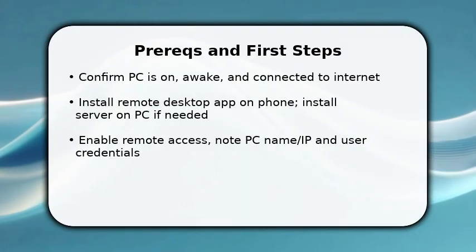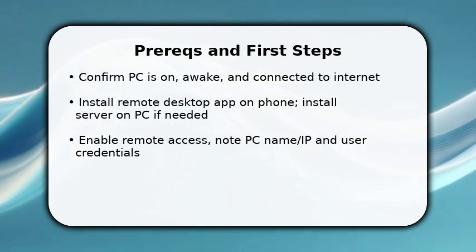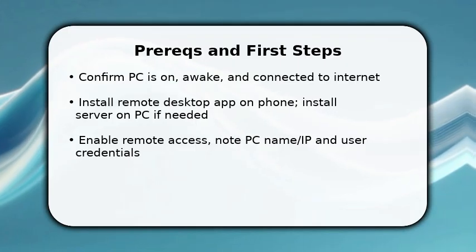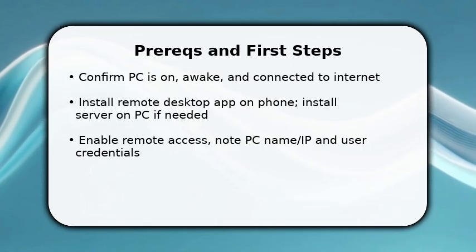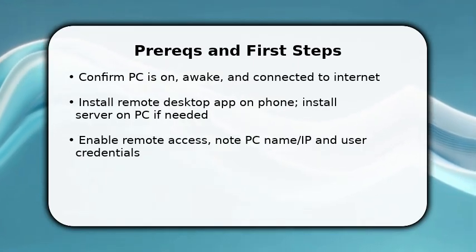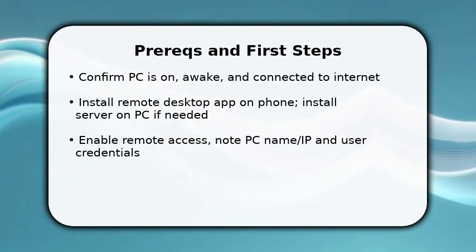You will start by preparing both devices. Make sure your PC is powered, awake, and on the network. Sleep modes can block connections. Install the matching remote desktop app on your phone and the host/server component on the PC, then enable remote access in the PC settings so the service listens.